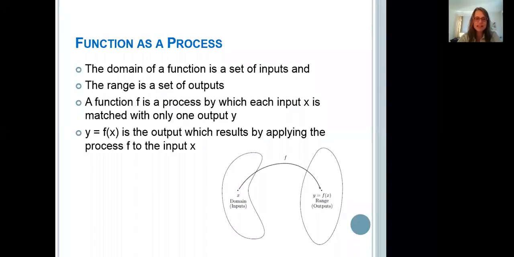We've already talked about the fact that the domain of a function is the set of inputs that go into that function. If we think of our functions as a factory, the inputs are the things that factory knows how to process. And a range is the set of y's, or the outputs, the things that factory can produce. A function is a process by which each input is matched to only one output. In other words, no repeated x's. You can have repeated y's, but no repeated x's in your set.